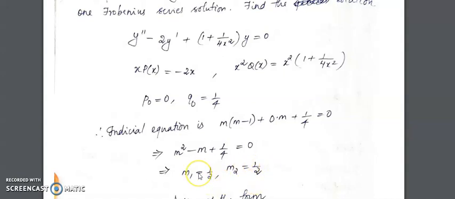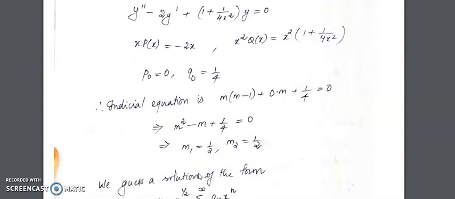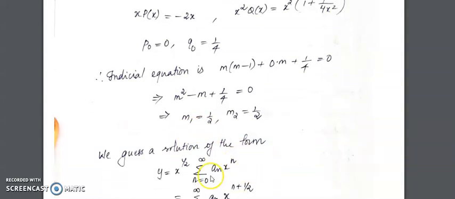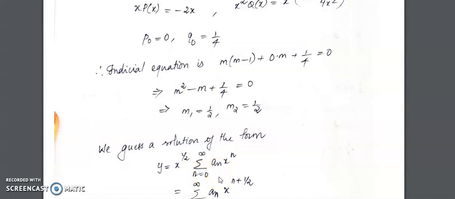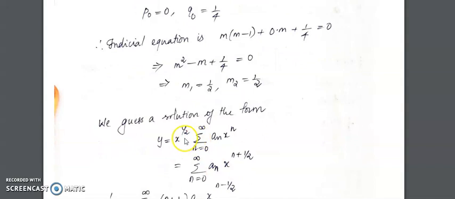So m is equal to 1 by 2. Therefore our solution is of the form y equal to x raised to 1 by 2 into summation n equal to 0 to infinity a n x raised to n. So taking x power 1 by 2 inside, we will get summation n equal to 0 to infinity a n x raised to n plus 1 by 2.